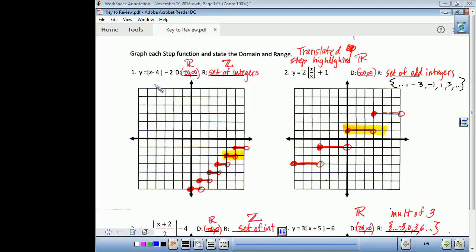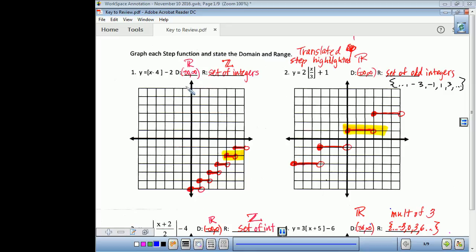All right, let's take a look at number 1. Number 1's a great problem because it's just like our parent graph. There are no horizontal stretches. There are no jumps. Well, there is a jump, just by 1. Okay, so we're going to shift right 4 and down 2, and that's our first step. We're going to jump up by 1 and down by 1. And when we do, we'll notice that the domain of every step function is negative infinity to positive infinity, which you could write as all reals.